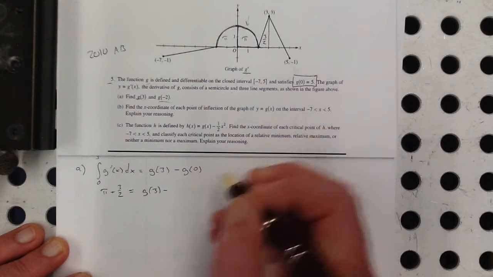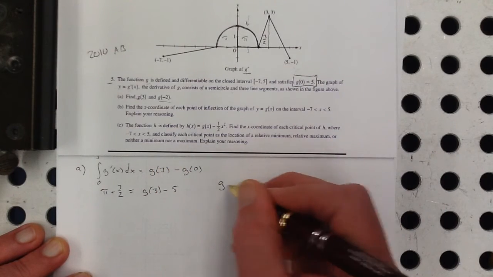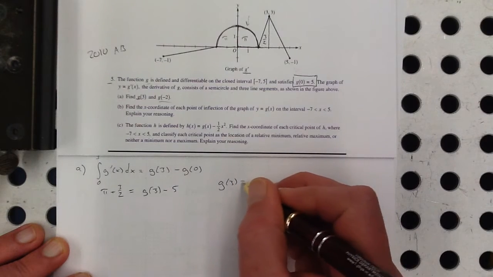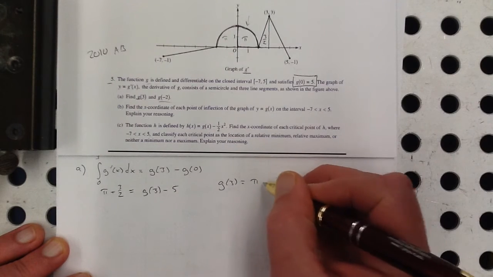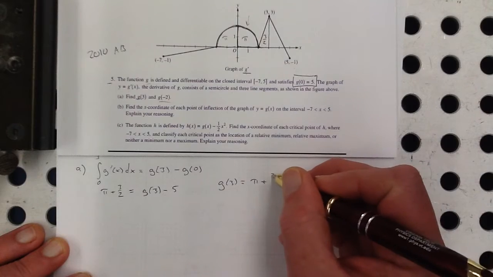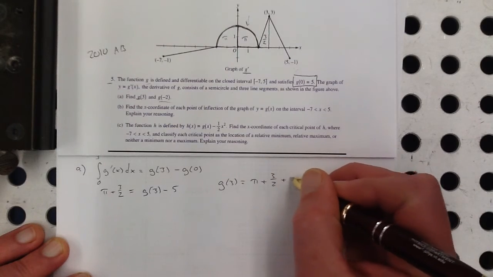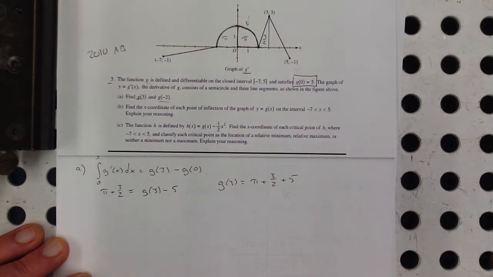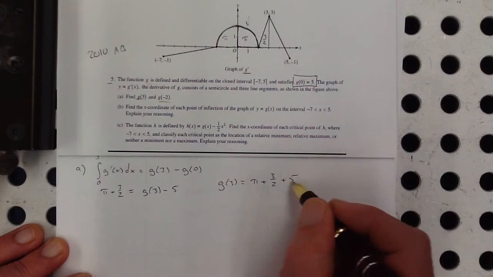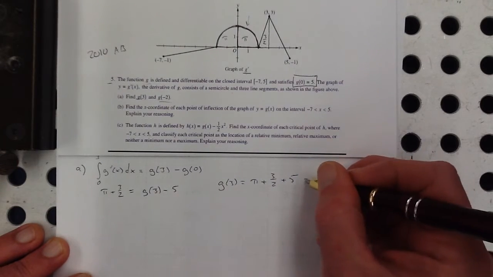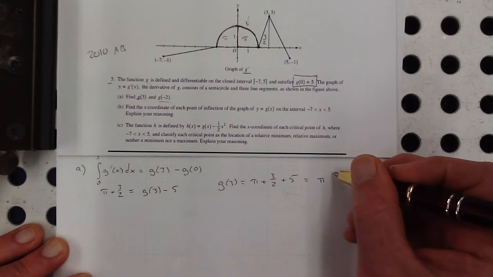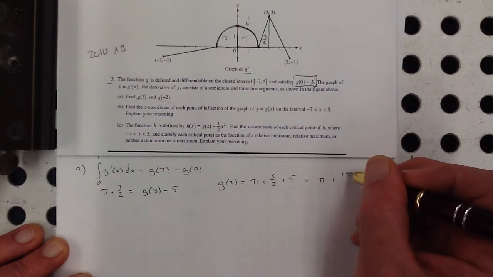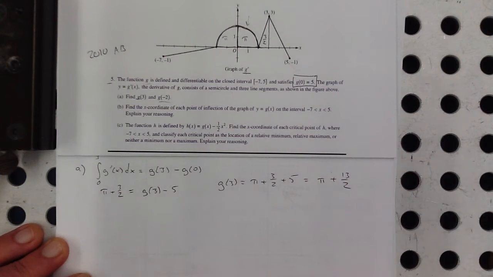And then g of 0 is 5. So that means g of 3 is equal to pi plus 3/2 plus 5. And you can leave it like that. That is totally fine if you don't feel like doing any more math. If you do feel like doing a little bit more math, then you could simplify it to that.